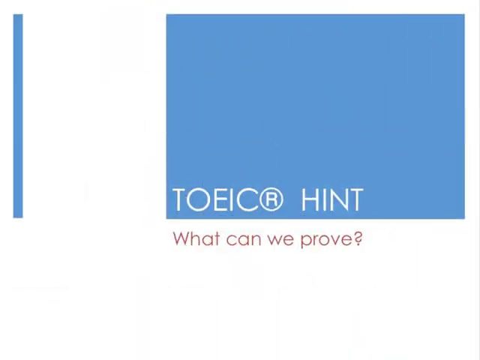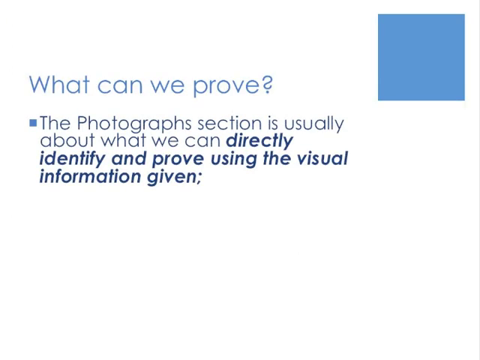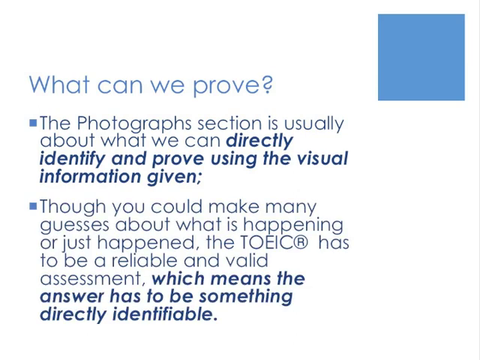Now this brings us to our first sort of TOEIC hint. And this is thinking about what a photo can include and what we can actually prove when we look at a photo. And this is where we see some differences from the listening section to the reading section. So, what can we prove? Well, the photograph section in general is usually about what we can directly identify and prove given the visual information that we have here. Now, you could make many guesses about what's happening or has just happened, but since the TOEIC is a test that we would consider to be reliable and valid, the answer choice has to be something that we can directly identify.